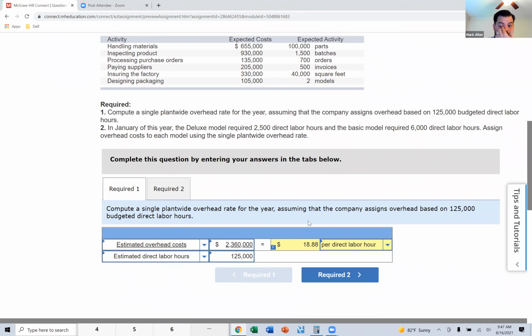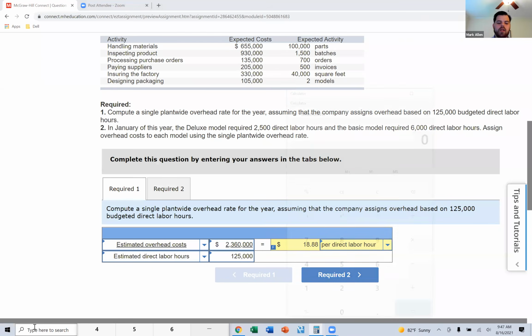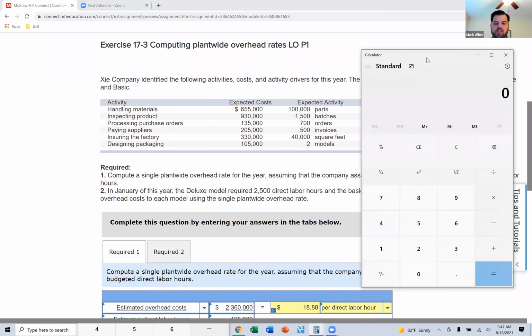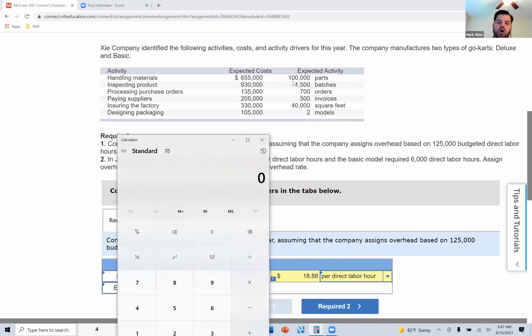Assign the overhead costs. So the very first thing that we've got to do is come in here and figure out, well, how much total overhead are we dealing with? What they've told us is, we have identified the following activities, costs, and drivers. So these are my actual costs that we're dealing with. If we come down, these are my actual overhead costs.